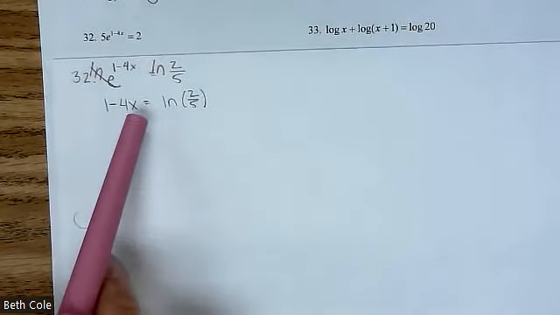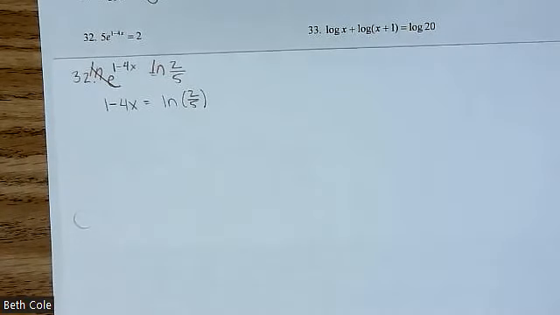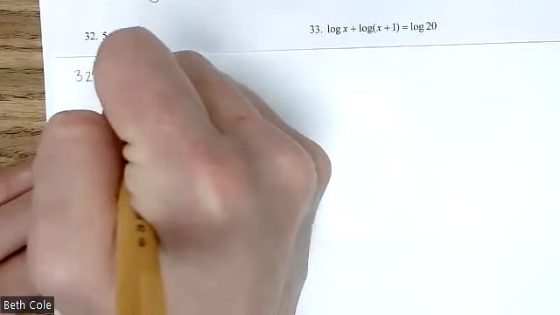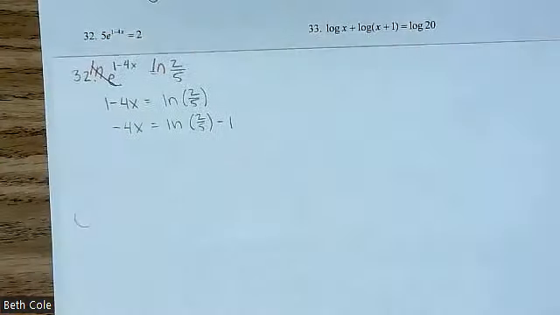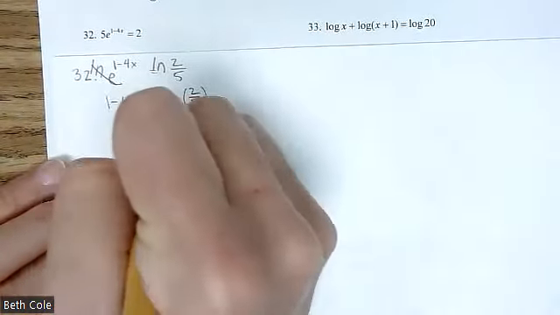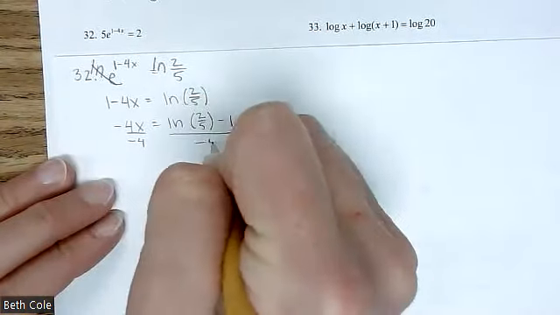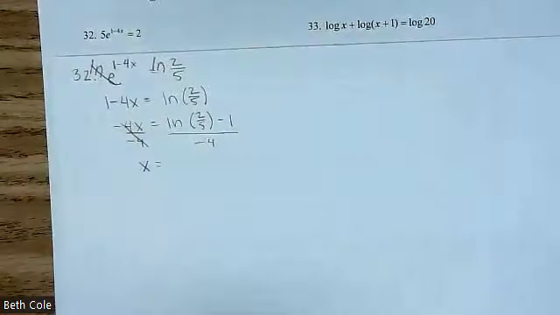From there, you just get x alone. What would you do? Subtract 1. And then your last step, divide by -4. So this is what you want to type in the calculator.